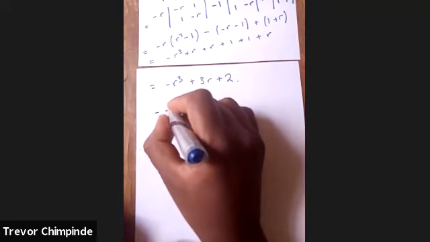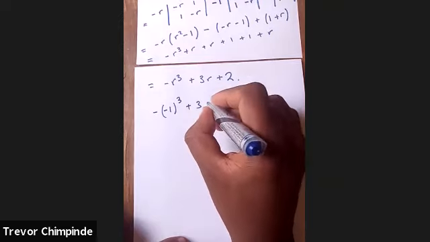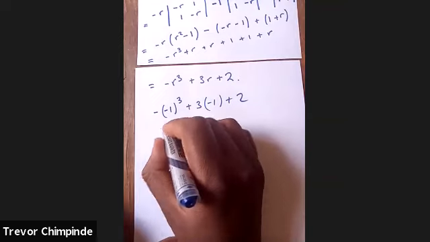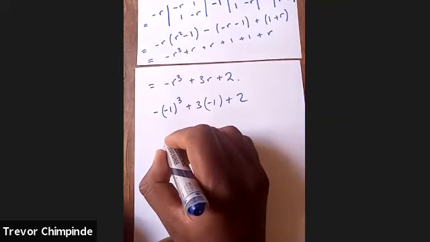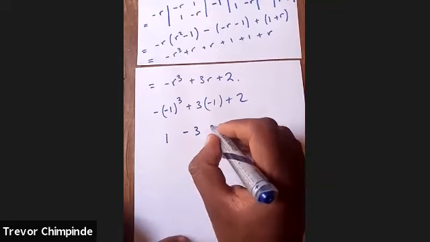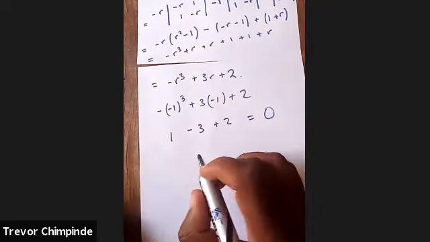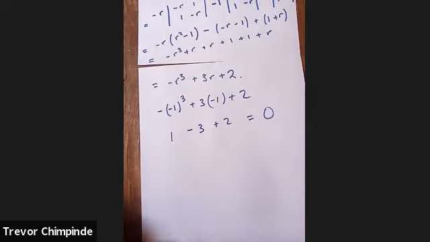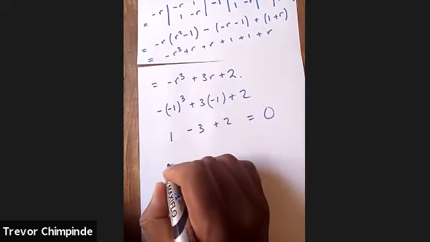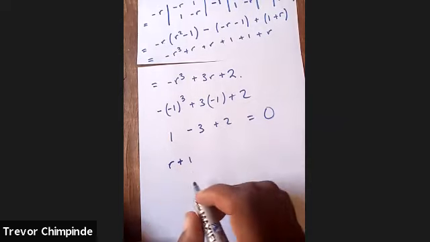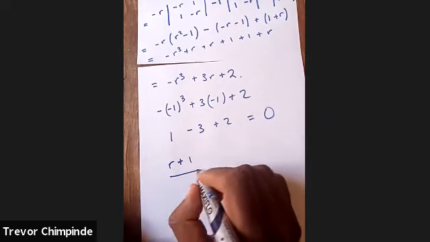So this is minus, then minus 1 cubed, then plus 3 times minus 1, plus 2. Minus 1 to the 3 is negative, so this is 1 minus 3 plus 2 equal to 0. So it works. Minus 1 is a root, meaning R plus 1 is a factor of this polynomial, and we can divide by it.